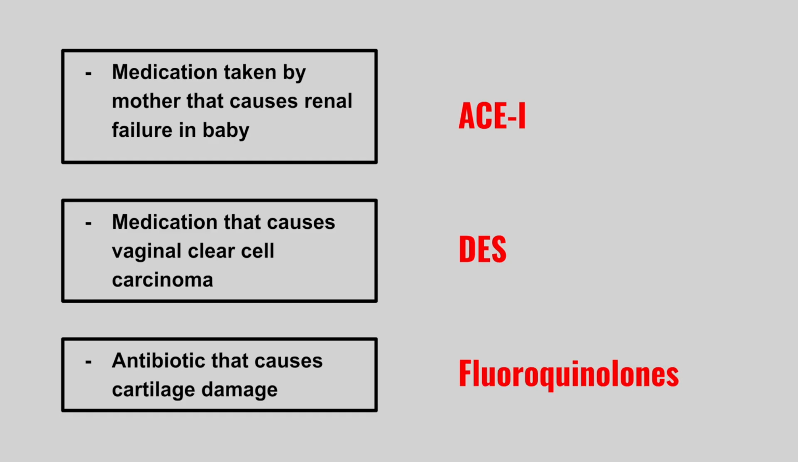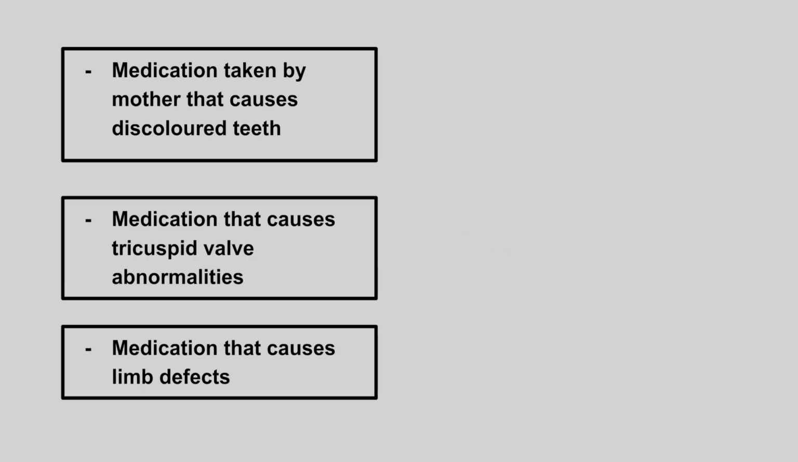Next, we have an antibiotic that causes cartilage damage. So these are the fluoroquinolones. An example of this is levofloxacin. Next, we have a medication taken by the mother that causes discolored teeth in the baby. These are the tetracyclines.